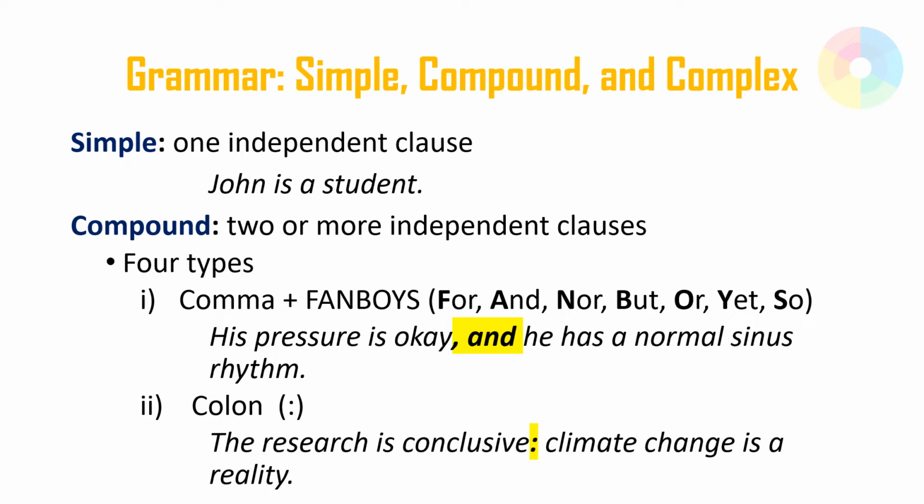The second type of compound sentence is where we use a colon. The research is conclusive: climate change is a reality. And often we use a colon to combine independent clauses when the second independent clause explains or gives more details regarding the first independent clause.